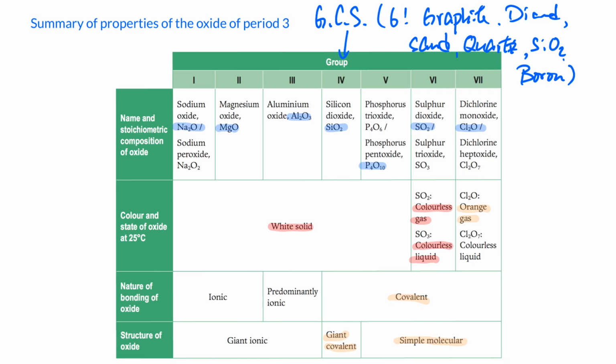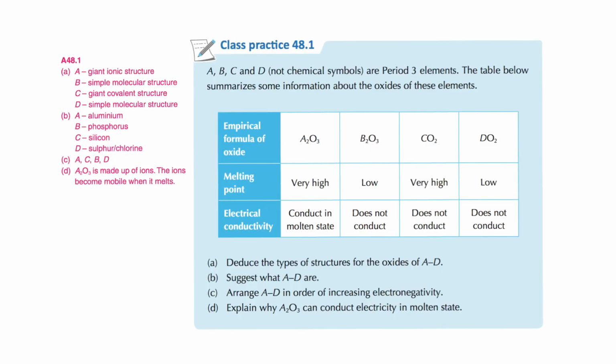Just have a quick look at the exercise. Right here you've got A, B, C, D. They are not chemical symbols, so don't mix them up, it is not carbon. They are mainly elements from period 3. Then we can have a look. The most important information we can see is the electrical conductivity, because you can see the first one can conduct electricity, while the others cannot.